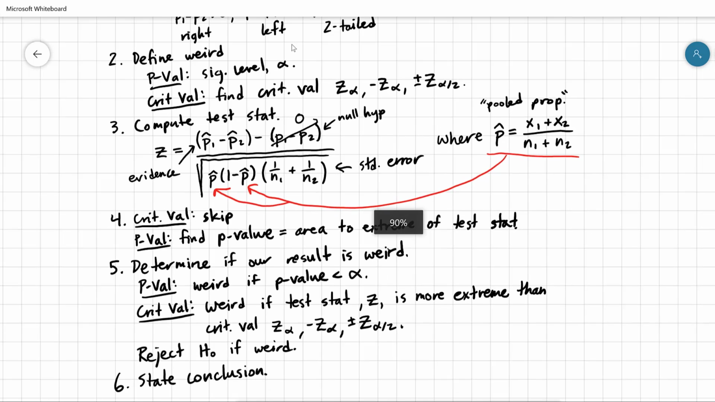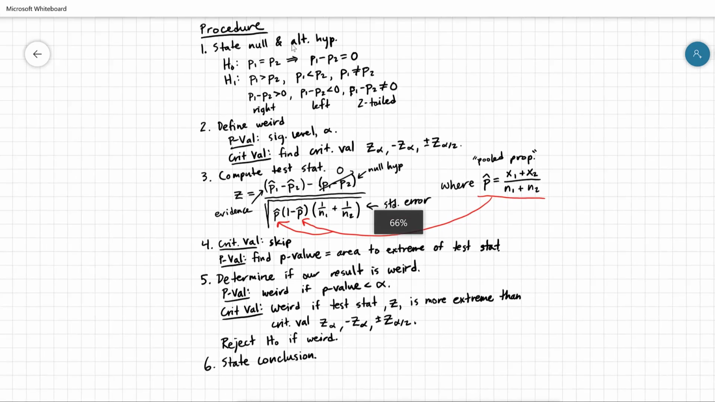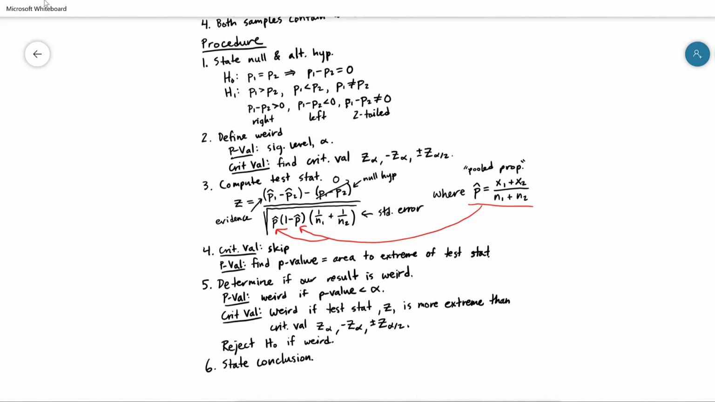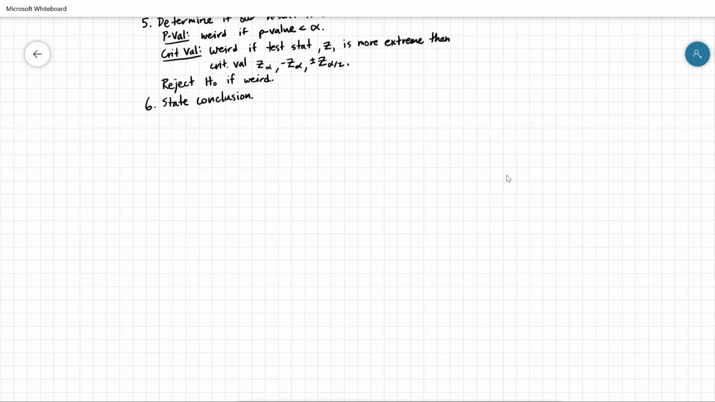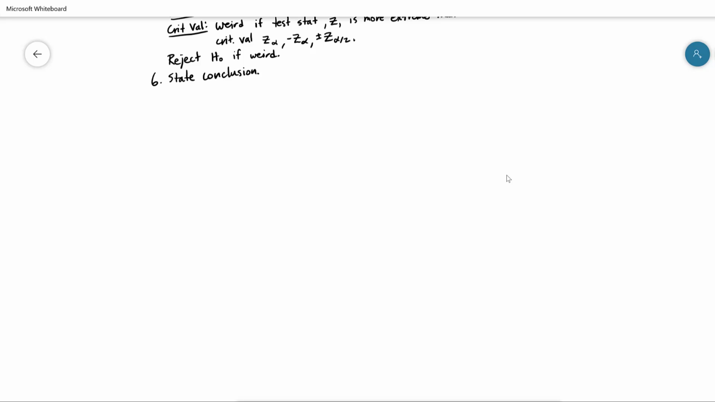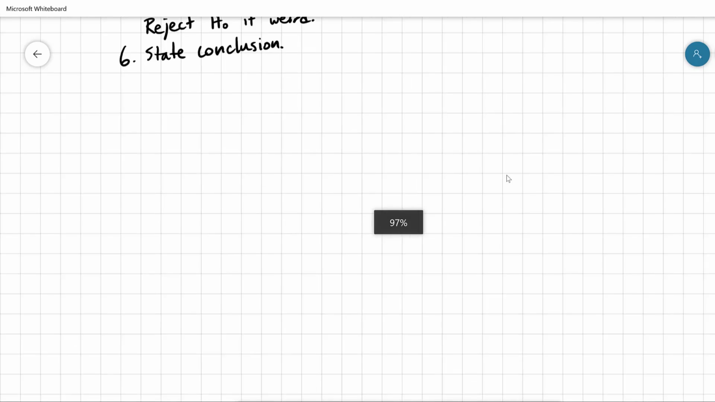Okay, so there are our 6 steps of our procedure. They are the same 6 steps, and really the only major differences come in step 1. We have kind of a different format for the null and alternate hypothesis that involve 2 different values, P1 and P2. And then step 3, the test statistic, is a bigger, uglier formula than the ones that we've seen so far. So let's do an example. We'll do it doing all the steps, and then we will also do it on the calculator. So let me zoom in here and we can do an example.